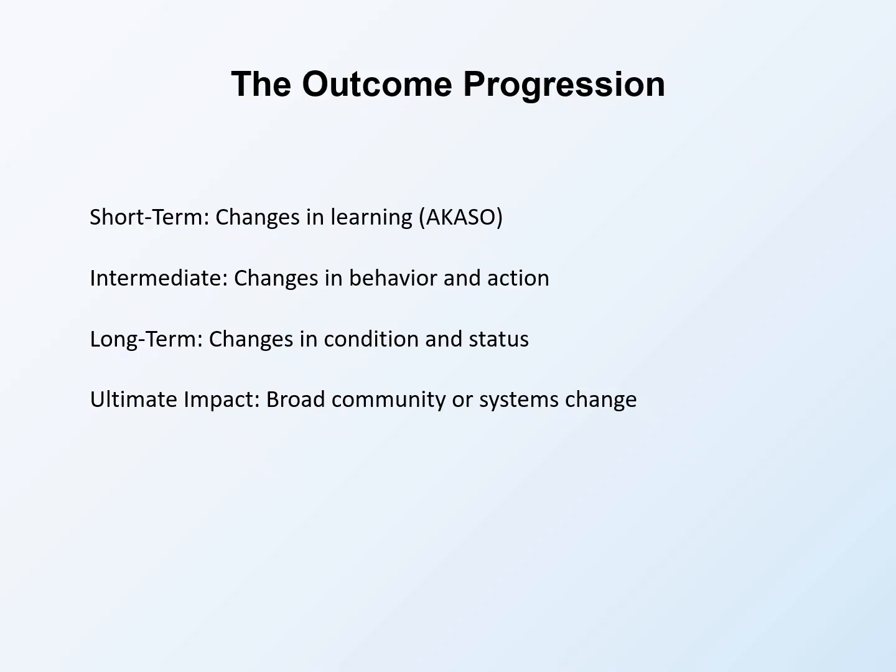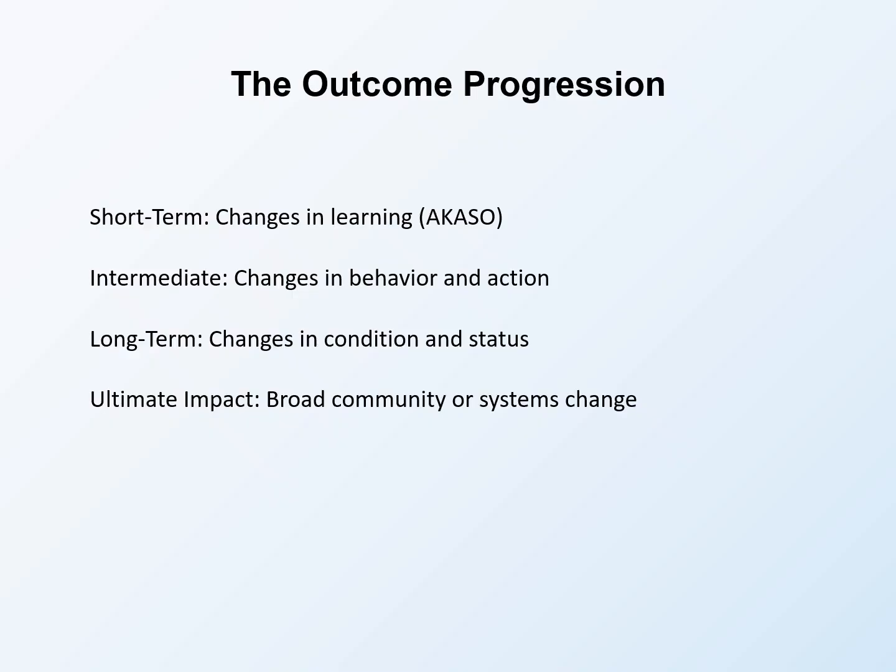Short-term outcomes represent changes in learning using the AKASO framework of awareness, knowledge, attitudes, skills, and opinions that we explored in the previous lesson. These are near-term changes occurring during or immediately after participation when participants are still actively engaged with your services. Intermediate outcomes represent changes in behavior and action that follow from learning.